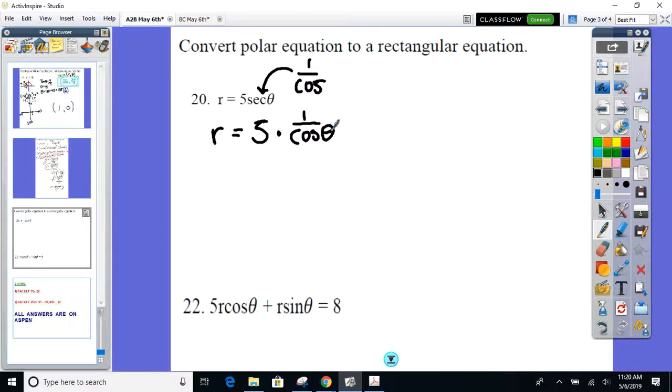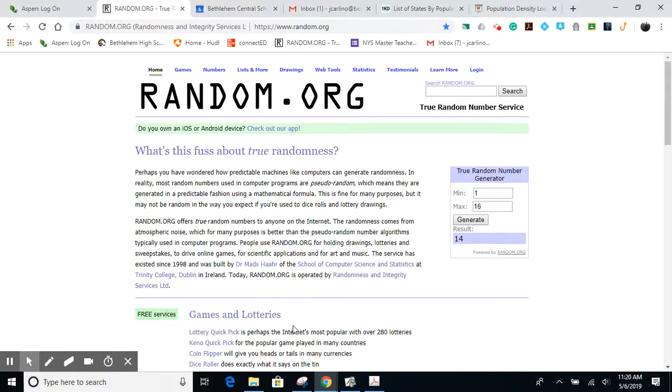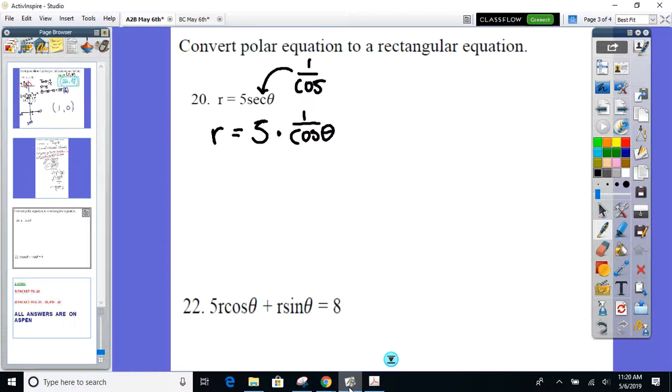I do not like the way that looks. Can somebody just clean it into one nice fraction for me? Just one fraction for me. 11, a little help cleaning it up. R equals. There we go.